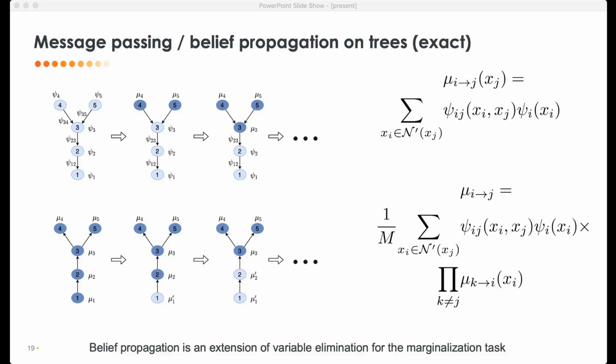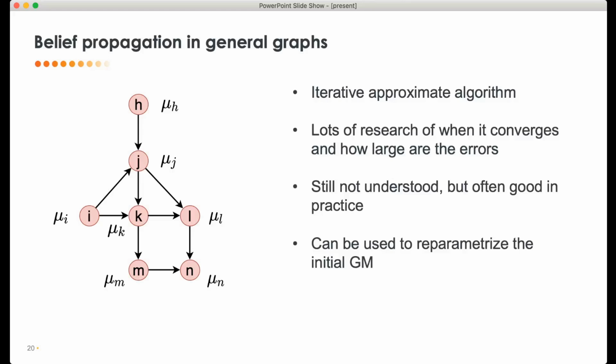Also, I would like to point out that backpropagation in neural networks is actually a forward-backward algorithm and is very similar to this belief propagation algorithm.